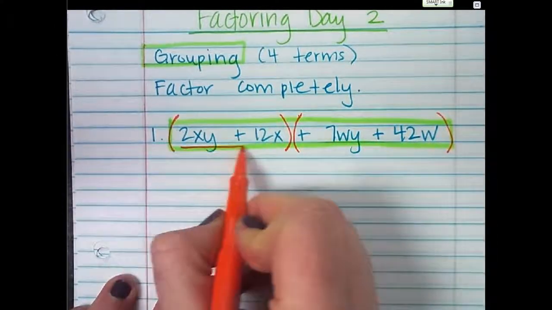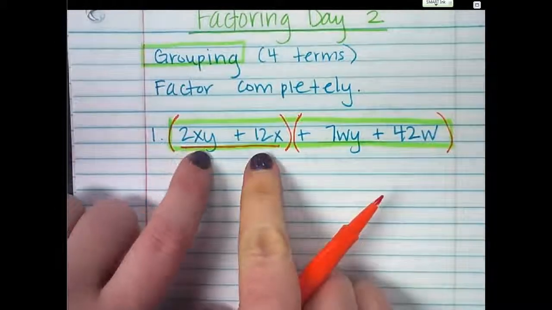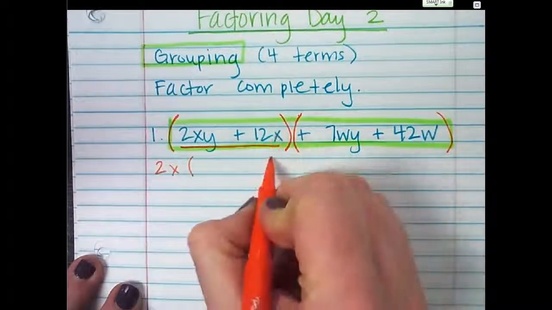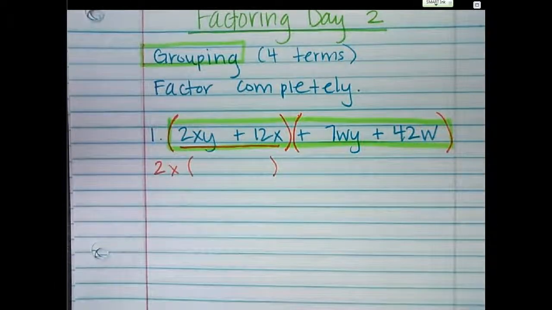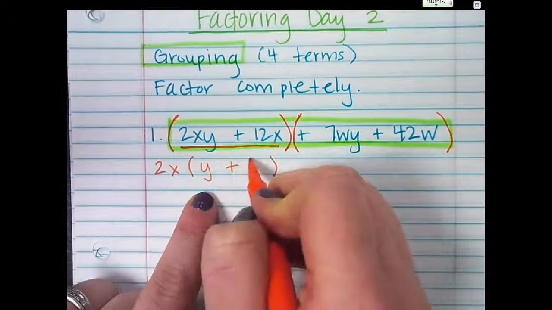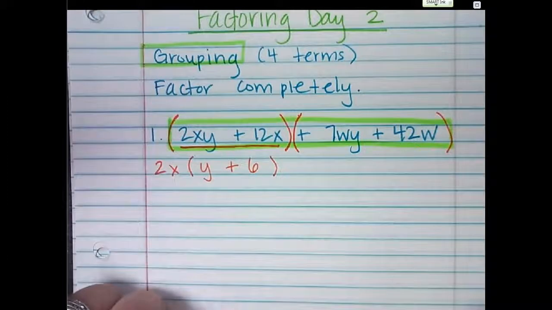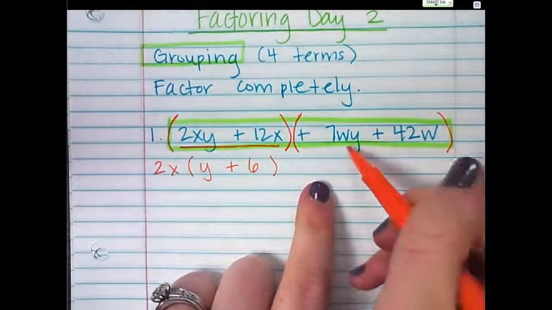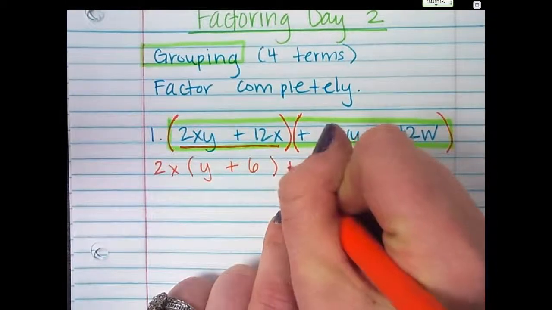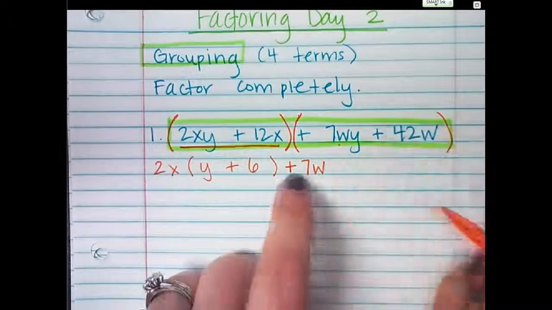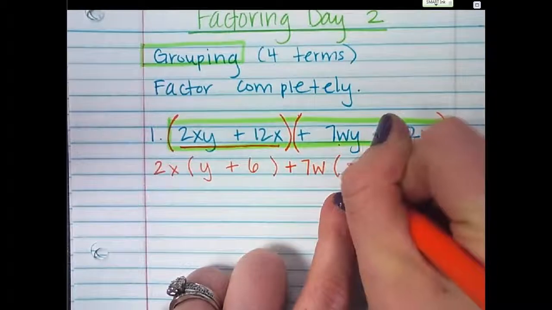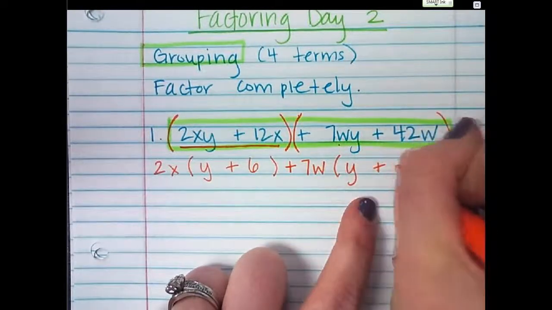Now I want to take out a GCF from here. So just from this, what can I take out? 2x. So once I take out a 2x, what am I left with in here? Y plus 6. Perfect. I do the same thing here. What's a GCF between these 2? 7w. And I'm taking out a positive 7w, so I want to include that sign. What's left? Y plus 6. Good.